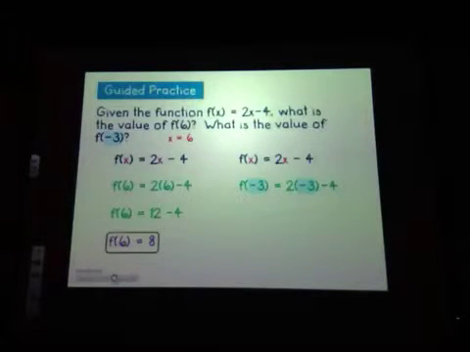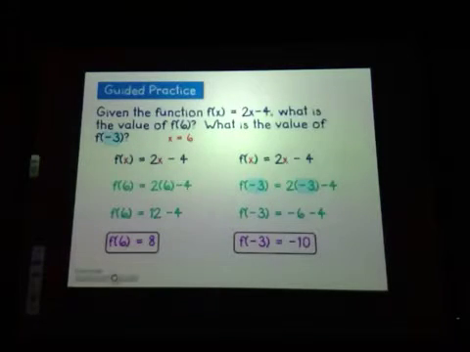2 times negative 3 is negative 6, so f of negative 3 is equal to negative 6 minus 4. And finally, simplify negative 6 minus 4, we get negative 10. So f of negative 3 is equal to negative 10.